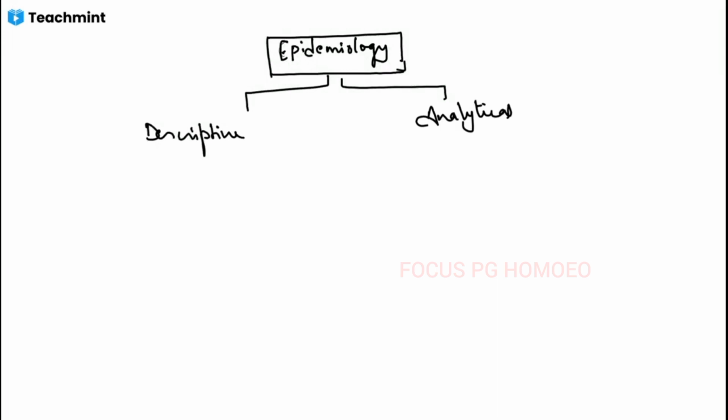Descriptive epidemiology mainly deals with the formation of hypothesis, whereas analytical study deals with the testing of hypothesis. So formation is undergoing under the descriptive, whereas testing of that hypothesis is analytical.